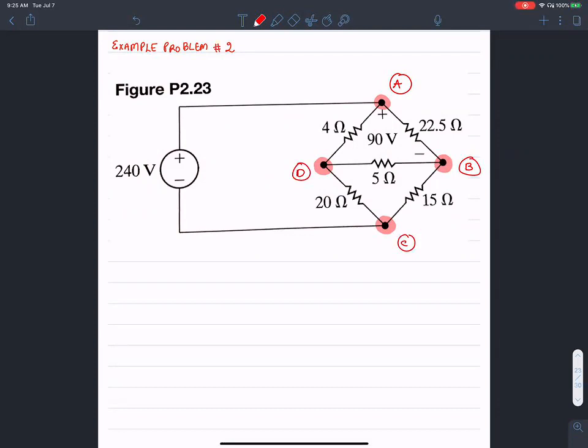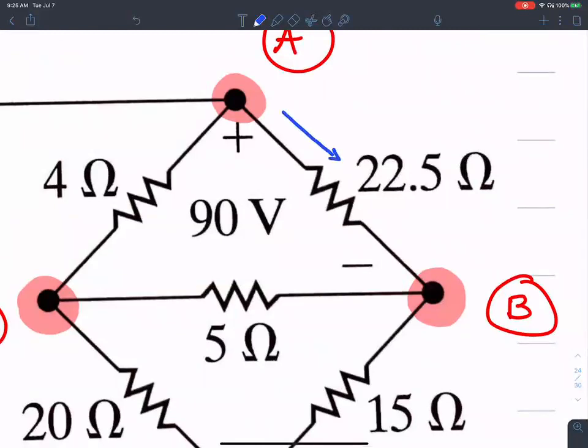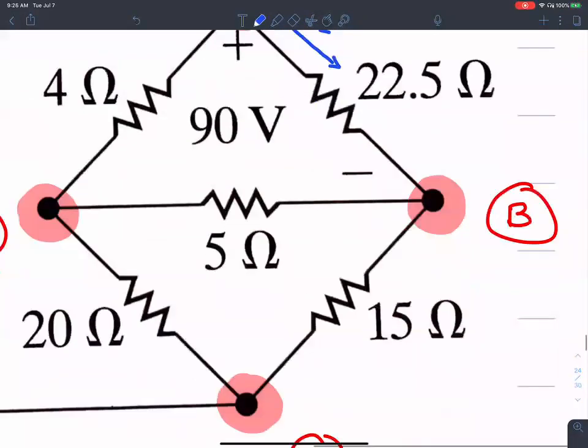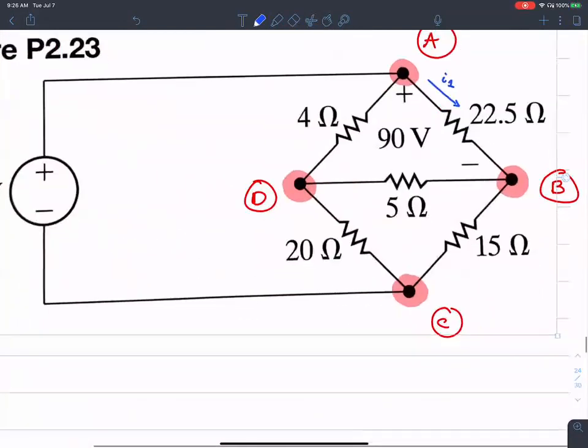When we want to solve this circuit, it's given to be 20. Now what I'm going to do is define some currents. I'm going to call this current I1. And I'm going to call this current positive on this terminal and negative on this terminal, I2. That's the way I define it.